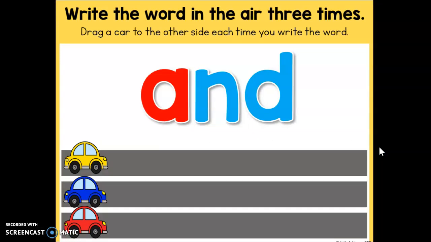Next, you're going to write the word in the air 3 times. Use those fingers nice and high. For every time you write it in the air, you're going to drag one of the cars over. So you'll write it 3 times in the air, and each time you'll drag one of the cars over.